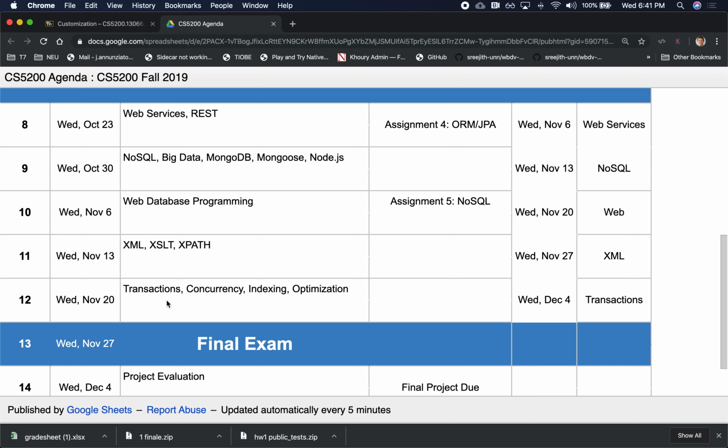And a week after that, we'll have the project evaluation. That week, the TAs and myself will be somewhat unavailable. We'll have that last week of the semester to grade all the projects. So if you need help, please come to us much before that. All right.